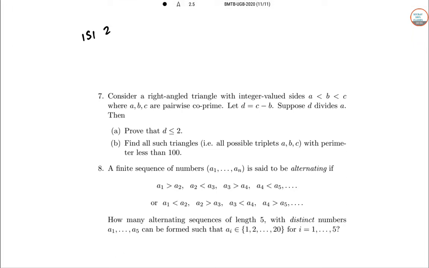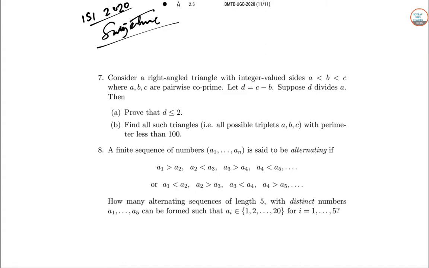This video is the ISI 2020 subjective solution, which you have been waiting for a long time. In the past videos I have solved questions 1 to 6, so from this video I will be solving from 7. Here is a right angle triangle with integer valued sides a less than b less than c, and pairwise co-prime.